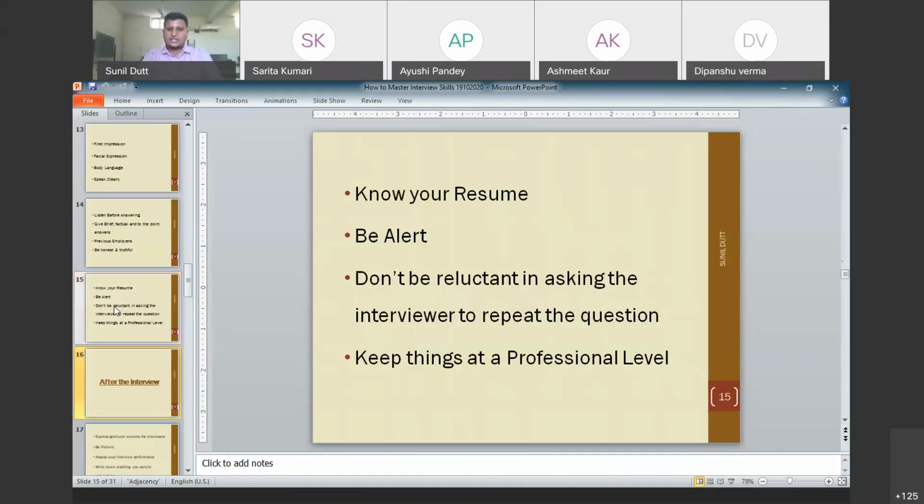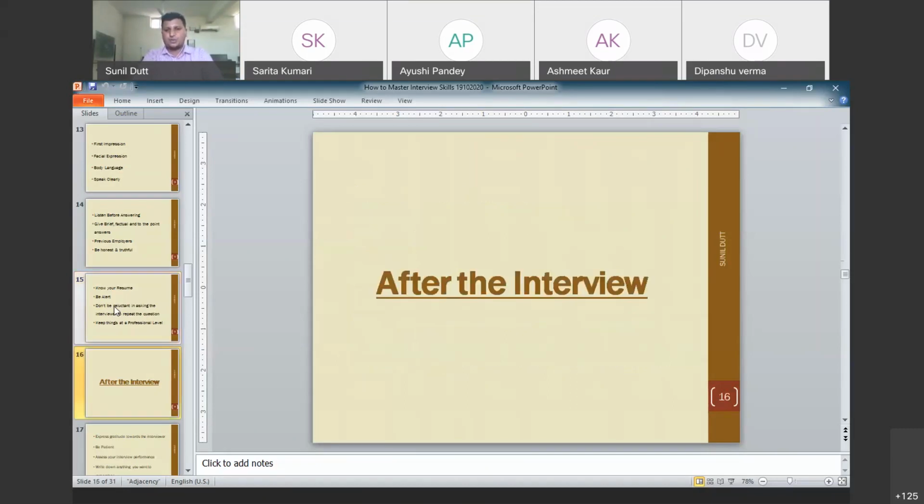Then, dear students, let's see what you are supposed to do after the interview is over. Because the interview, as I've told you, is not complete the moment you've stepped out. It's a continuum process.